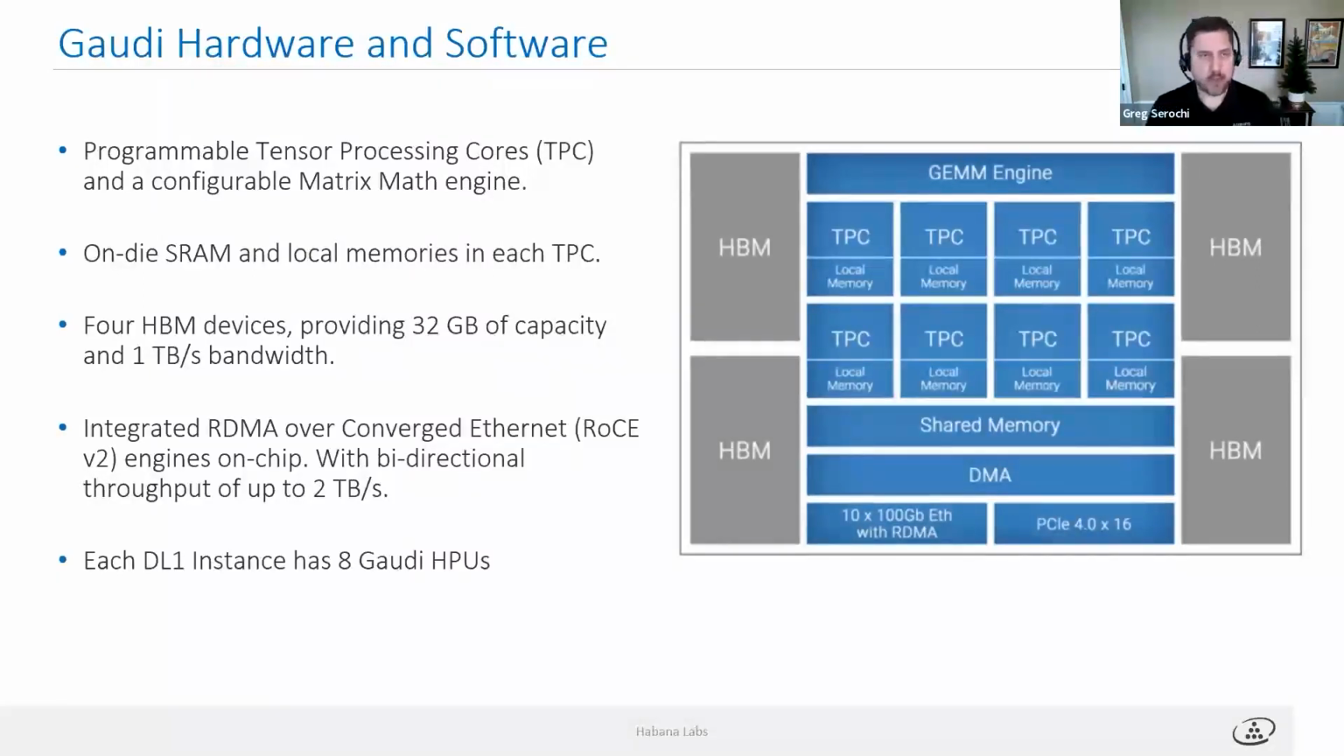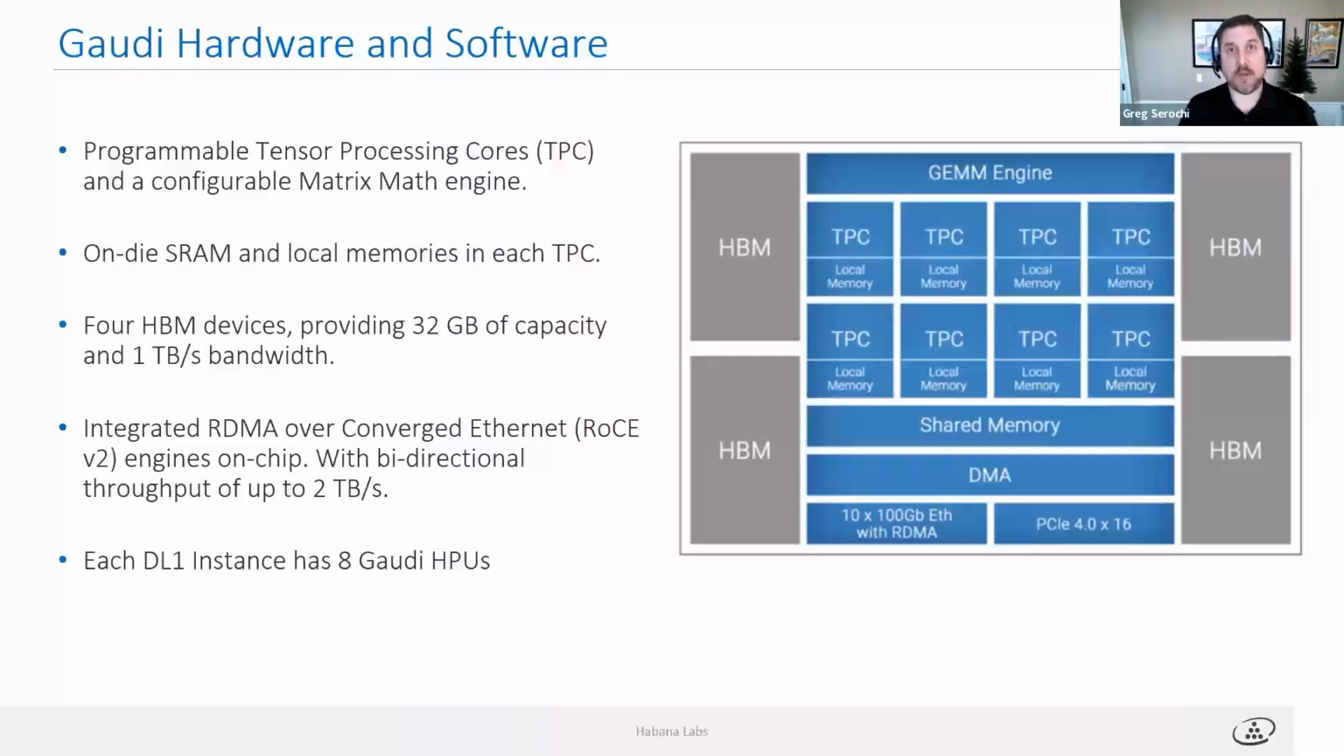In this case, we have 8 programmable tensor processing cores and a matrix multiplication engine. The key thing here is that there are also on-die SRAM and the 4 blocks of high bandwidth memory. These are on-package high bandwidth memory, 32 gigabytes. So this allows you to fit large models directly here on package memory. The other part here that's really unique about Gaudi that no other device has today is our integrated 100 gigabit Ethernet ports. So we have 10 100-gig ports on die on the package.